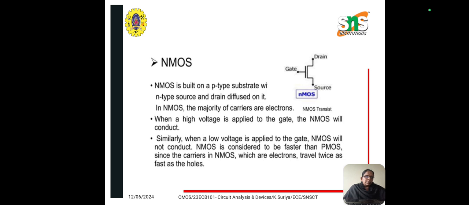So NMOS is built on a p-type substrate with n-type source and drain diffused on it. In NMOS, the majority of the carriers are electrons. When a high voltage is applied to the gate, the NMOS will conduct. Similarly, when a low voltage is applied to the gate, NMOS will not conduct. NMOS is considered to be faster than PMOS, since the carriers in the NMOS, which are electrons, travel twice as fast as the holes. The symbol for NMOS is shown here, which consists of gate, drain, and source.